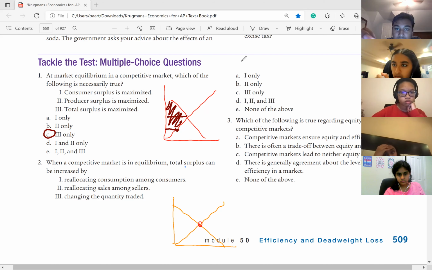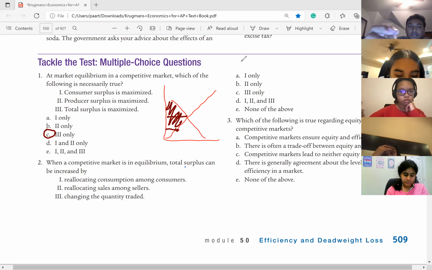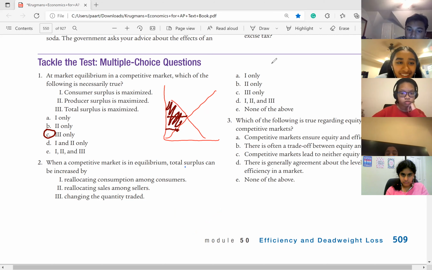Does that make sense? I'm sorry, wait. I'm trying to navigate. Okay. Can you put the drawing back up again? Sorry, it's glitching for me. Okay.